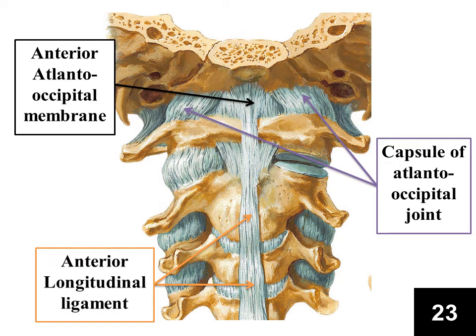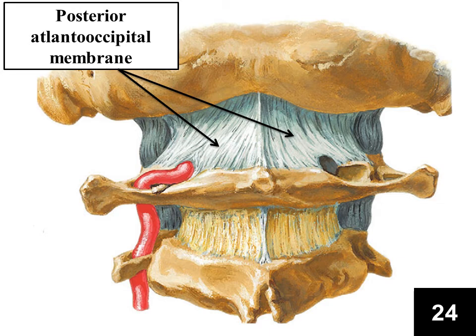Now here the atlanto-occipital joint, you can see the capsule, you can see the fibrous capsule, and you can see the anterior longitudinal ligament downward indicated by the orange color arrow. Also you can see the anterior atlanto-occipital membrane above indicated by the black color arrow. Now here the posterior atlanto-occipital membrane, you can see that membrane very well.